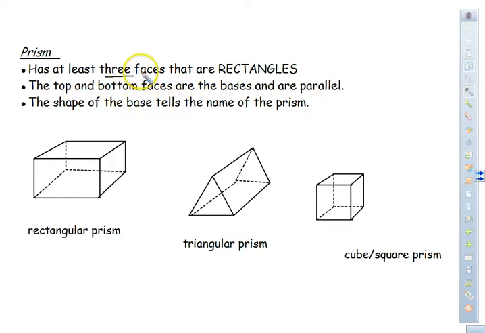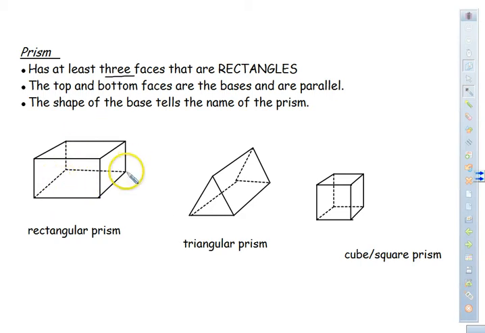Okay, so 3 faces that are rectangles, at least 3, and we do have that in this case. Again, we name them by their base. They have to be congruent surfaces, a top and a bottom, and they are parallel. So the top and the bottom would be my base.